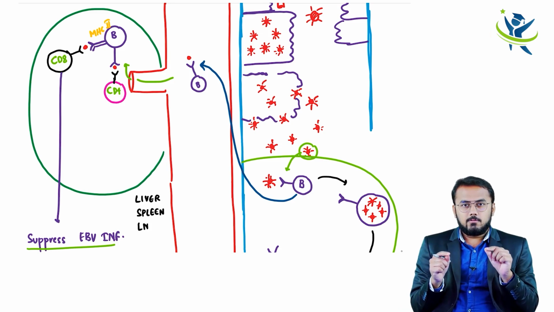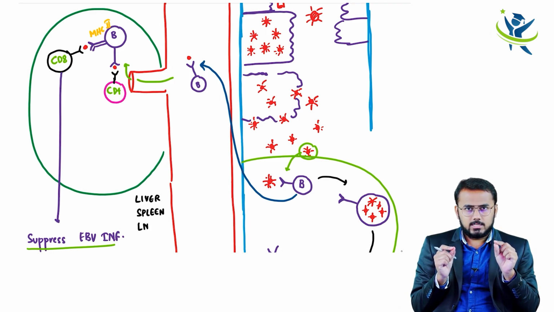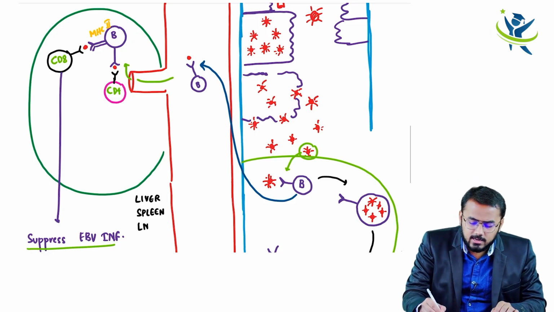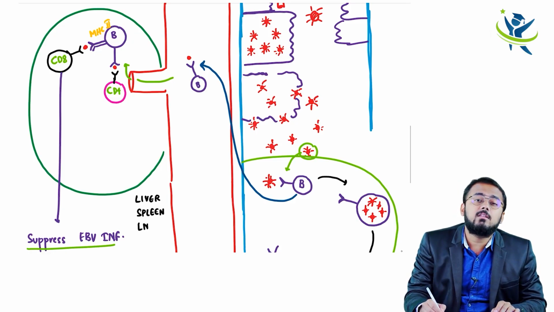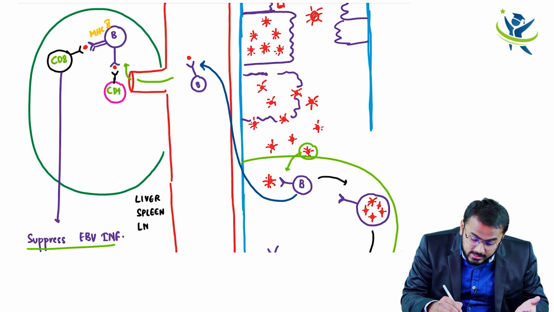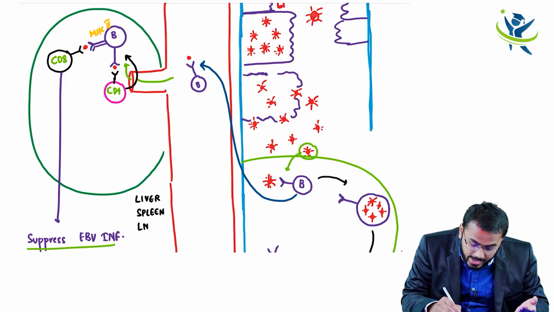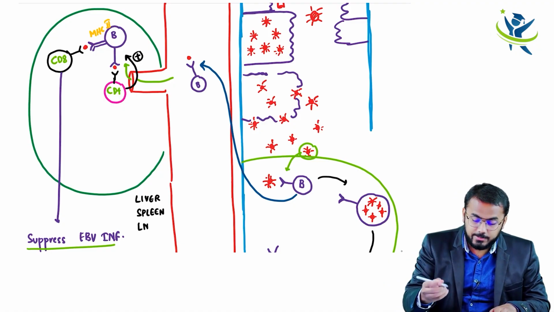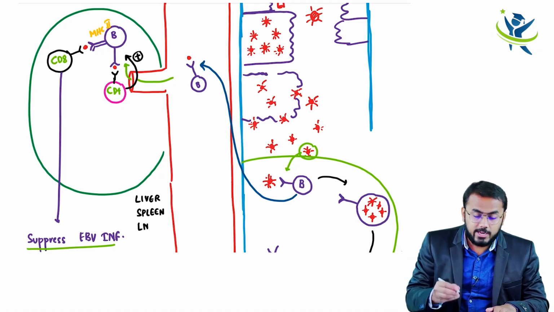Once it shows the virus particles to CD4 T cells, the CD4 T cell is so happy that it will thank the B cell for showing the virus particles. So how does it thank? This CD4 T cell will start activating the B cell. And when it starts activating the B cell, then the B cell has a very good chance.